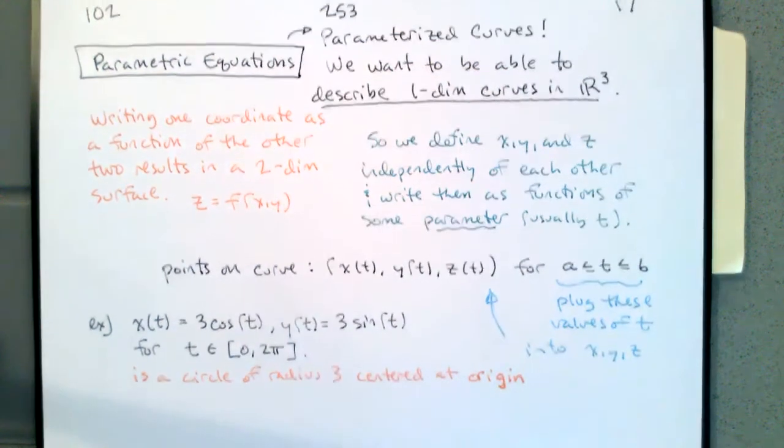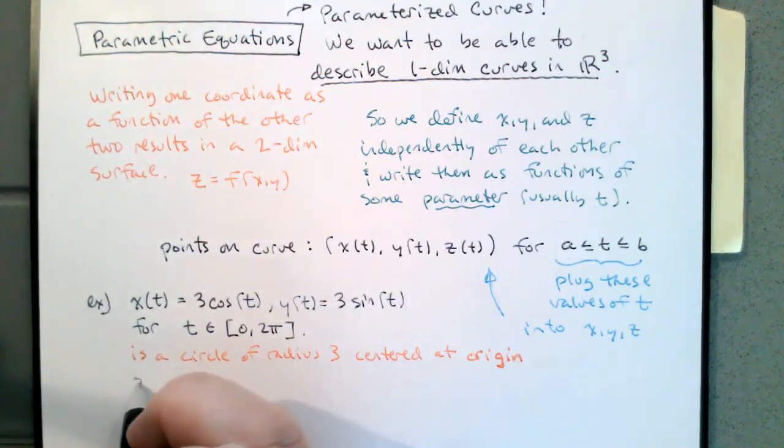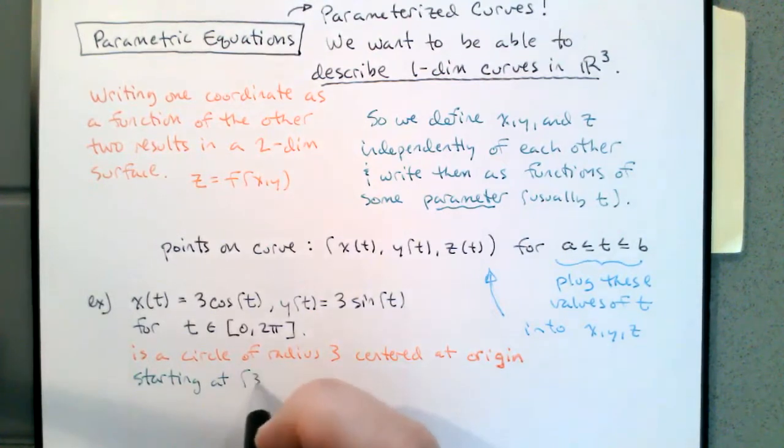But moreover, we get more things when we parameterize it. We start by plugging in 0 and we stop by plugging in 2 pi. So by defining this range of values for t, we are also getting a start, a direction, and an end. So this graph is going to start at 3, 0. And moving, in this case, counterclockwise.